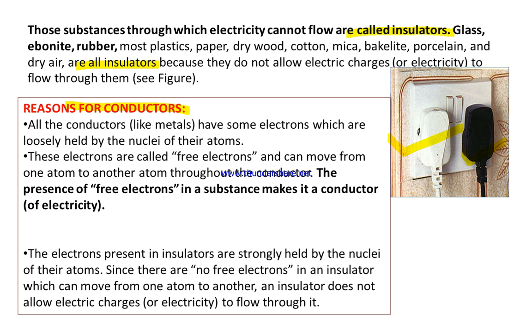Basically all the conductors like metals have some electrons which are loosely bound to the nuclei. We all know about the basic structure of atoms. So these electrons are called free electrons because they can easily move from one atom to another atom inside the conductor, and thus the presence of these free electrons constitutes the property of the conductor.